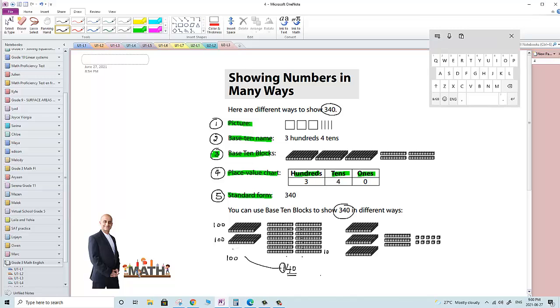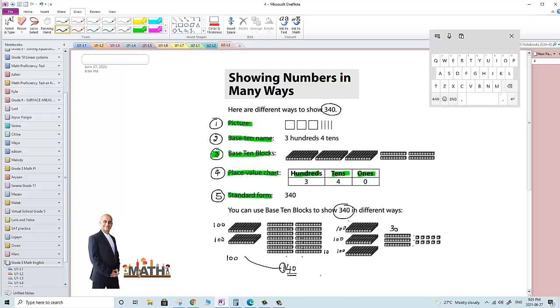So 340, I can present it with a different look. Instead of having 3 hundreds like that, I can use only 2 and distribute this 100 as 10, 10, 10, and add 4, so it's going to be 14 tens in total. There is another way. I can present the 300 this way, okay? And instead of 40, I can use here, can you see 3 sticks? 1, 2, 3, that means 30.